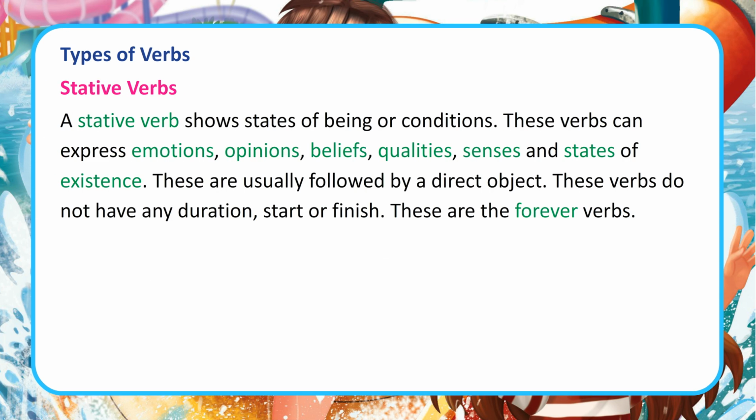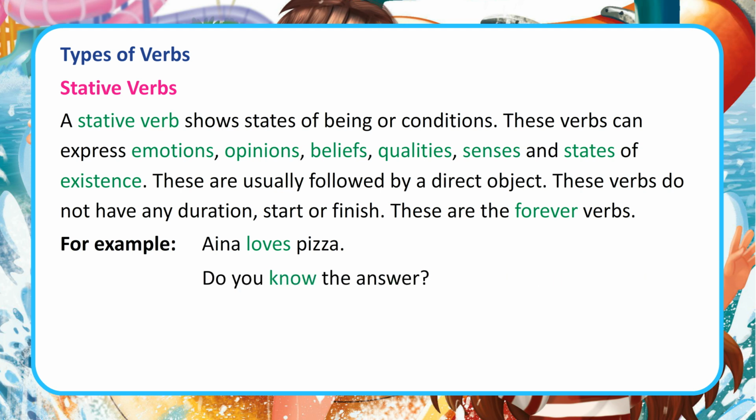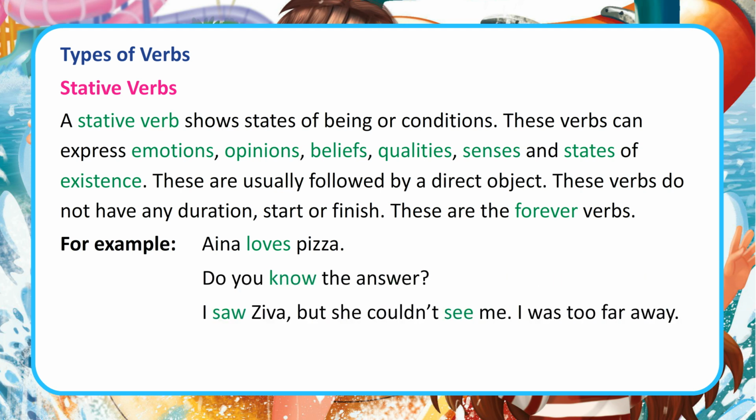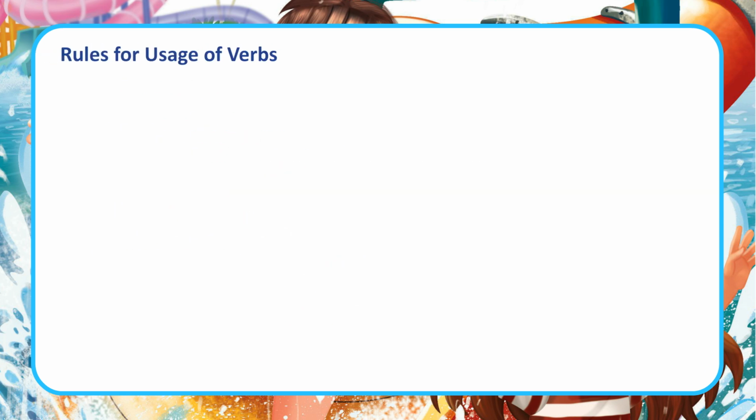Stative verbs. A stative verb shows states of being or conditions. These verbs can express emotions, opinions, beliefs, qualities, senses and states of existence. These are usually followed by a direct object. These verbs do not have any duration, start or finish. These are the forever verbs. For example, Aina loves pizza. Do you know the answer? I saw Ziva, but she couldn't see me. I was too far away. Sarah has a wagon.